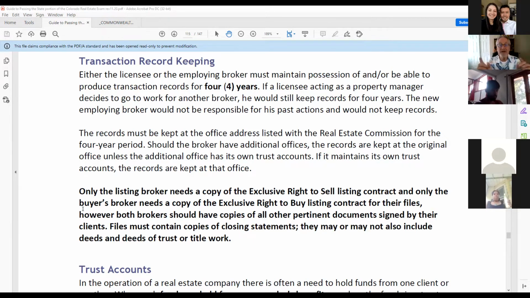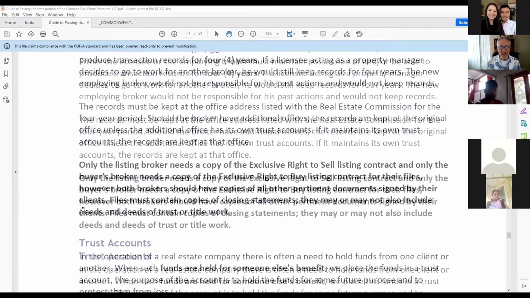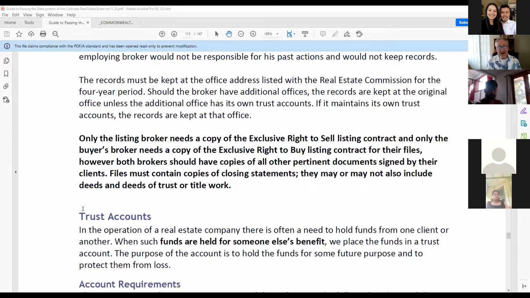There is a document that is unique to one side, though, and that is your employment agreements. That's your exclusive right to buy and the exclusive right to sell. The other side doesn't get a copy of that. That stays on the side where it pertains. So for the seller, that stays in the seller's listing file. For the buyer, the exclusive right to buy form only stays with the buyer's brokerage. Okay. Closing statements, that's all shared. All those things are all shared.